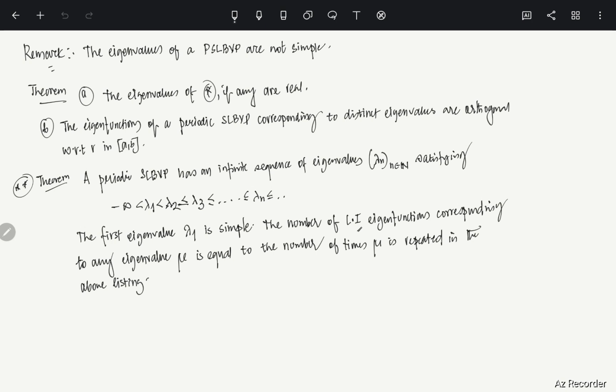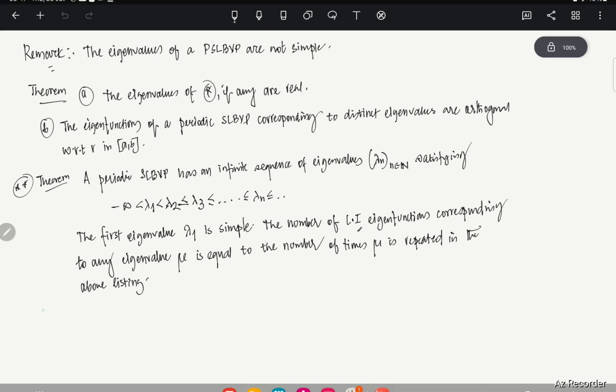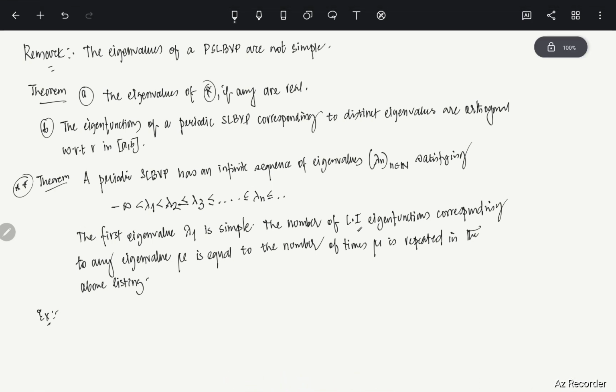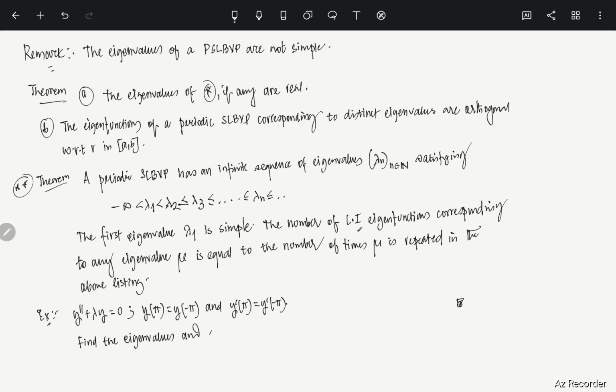Now I will finish this video with a problem which I want you to do yourself. Let's look at an exercise. This is for you to do. y double prime plus lambda y equals 0, with y at pi equals y at minus pi, and y prime at pi equals y prime at minus pi. What I want you to do is find the eigenvalues and eigenfunctions. Okay, with this I am going to end this video.